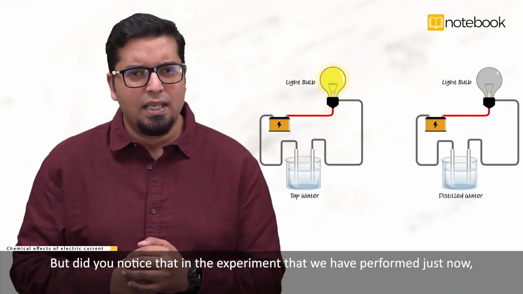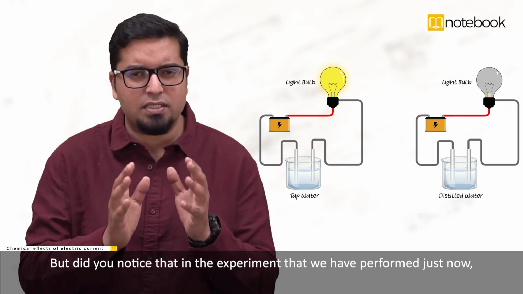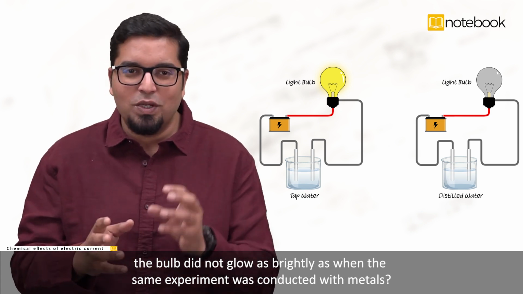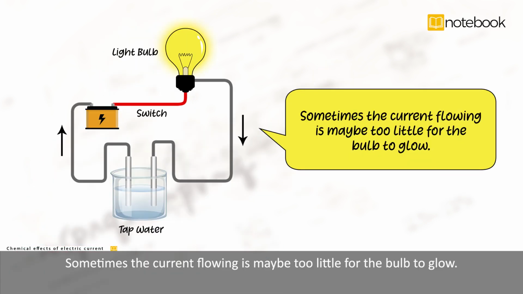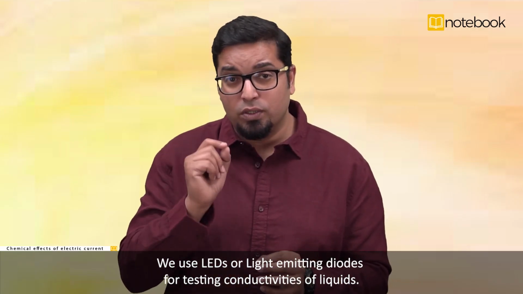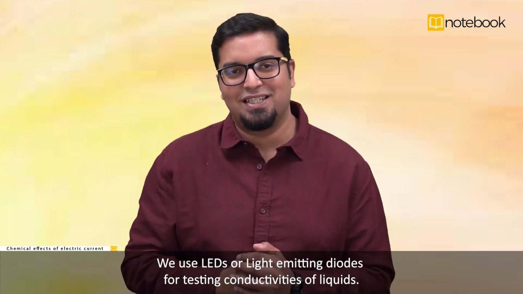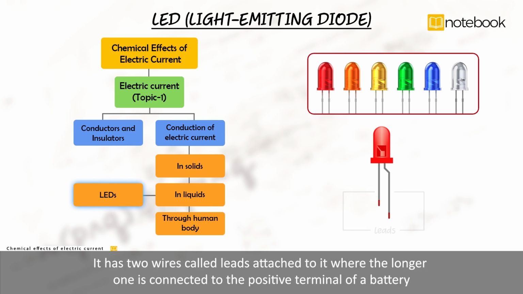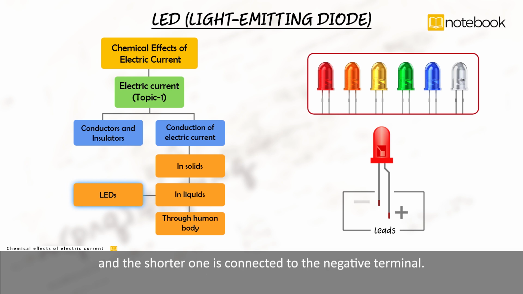But did you notice that in the experiment that we have performed just now, the bulb did not glow as brightly as when the same experiment was conducted with metals? Sometimes the current flowing is maybe too little for the bulb to glow. So what do we do then? We use LEDs or light emitting diodes for testing conductivities of liquids. It is used as a tester in place of a bulb to test the presence of even a weak current. It has two wires called leads attached to it, where the longer one is connected to the positive terminal of a battery and the shorter one is connected to the negative terminal.